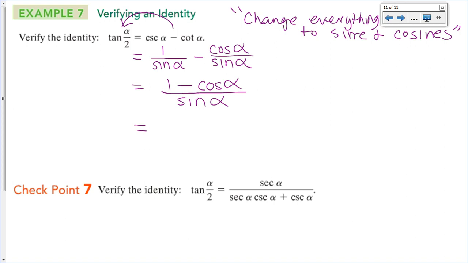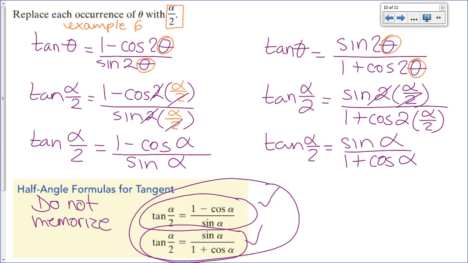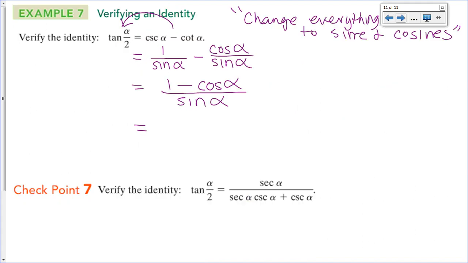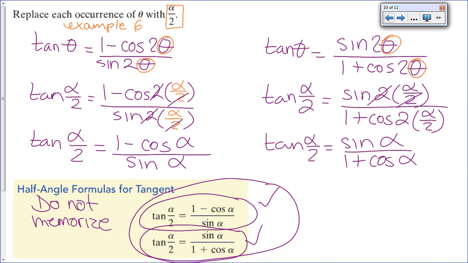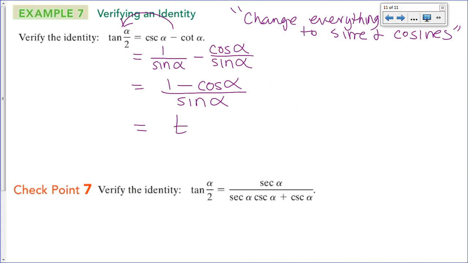And so by the identity that we had here, or the formula actually, let's see which one. We need the one that has 1 minus cosine alpha on the numerator, so it will be right here, this one. So because of that, we could just say that is equivalent to tangent of alpha over 2. So that's actually what we were trying to prove. Tangent of alpha over 2.